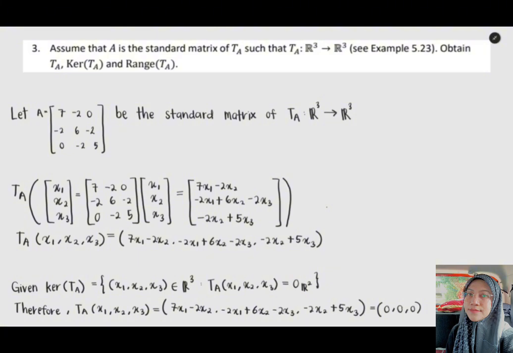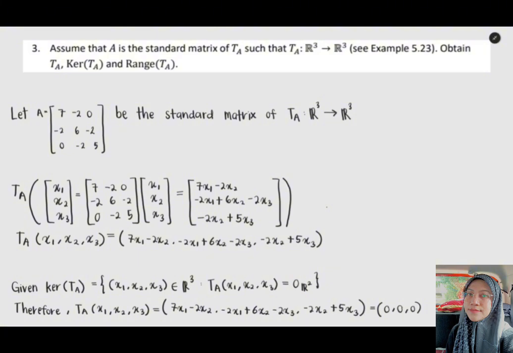Step 2. We write it down in the form of a linear transformation, which is easier to read and understand. We already found our linear transformation, so we can proceed to find the kernel and range of TA. Theoretically, we know that the set of vectors in V, where V in our case is R3, that map into 0 in W, where W is R3, is called the kernel of TA. Therefore, in this case, we suppose that the linear transformation of A is equal to 0.